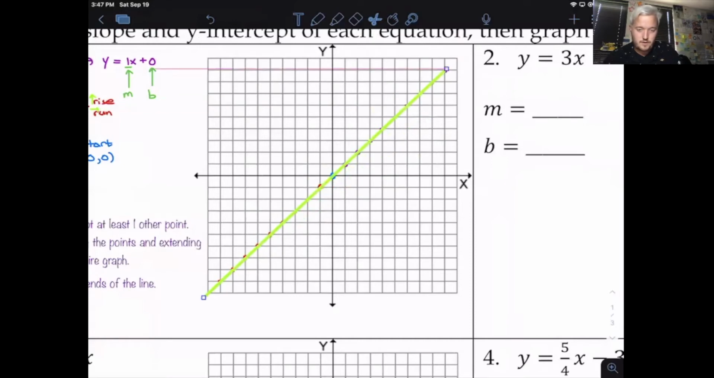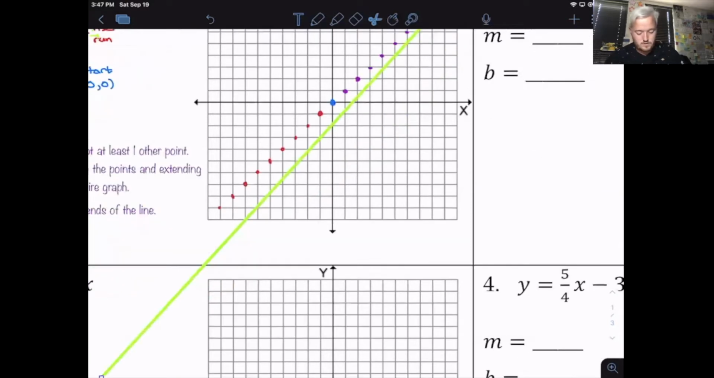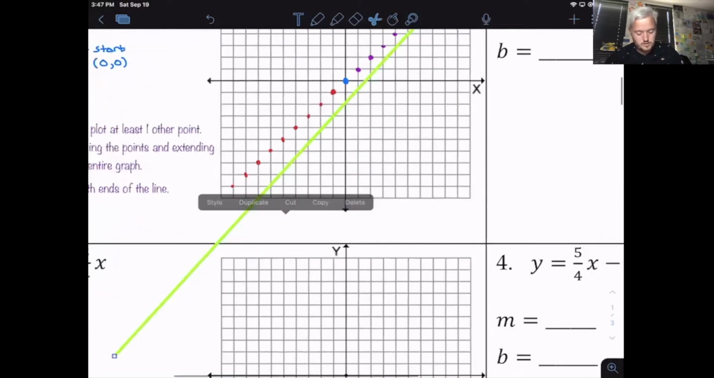Because I had my graph right here, I want to extend the line to fit my entire graph. It works for both ends. If you draw your line and it ends right here, I want to extend it all the way through those points. I'm not saying it has to be way over here, but you at least want to extend it through all your points.